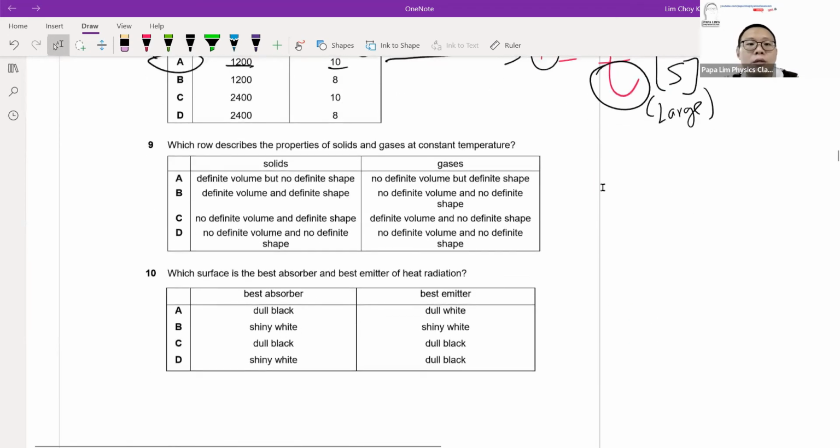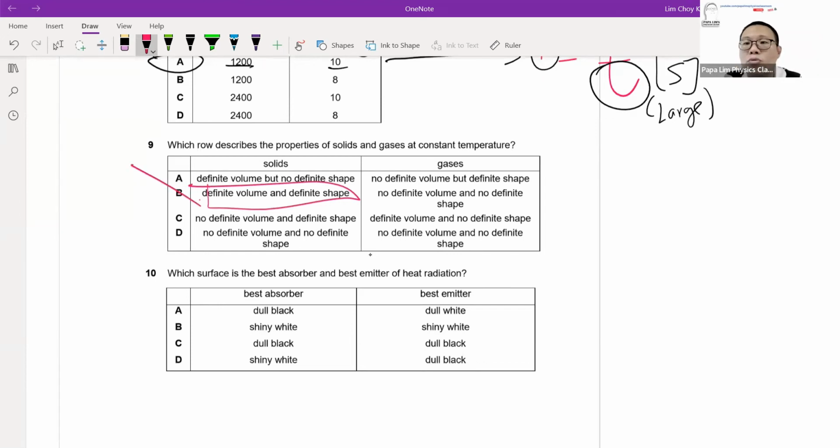Now, which of the rows describes solid and gas at a constant temperature? At a particular temperature, what will happen? This is the property of the states of matter. For example, a solid has definite shape and definite volume. So the moment you see this, you already know the answer. One of the main properties of a solid is that it has definite shape and definite volume. Once you identify this, you'll find B is the only one with solid having definite shape and definite volume. So I can conclude B is the answer.